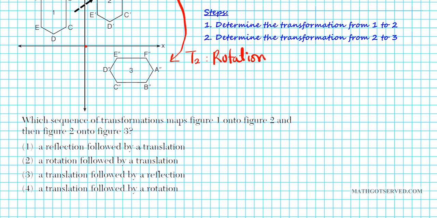Okay, so which one has translation first? Nope. Nope. Well, we have two candidates. Translation first. What was the second transformation? Rotation. Which one has rotation second? Option 4. Okay, so the answer for this problem is option number 4.